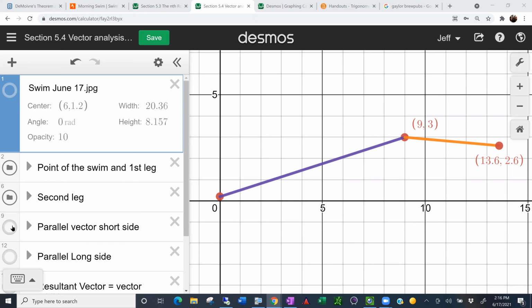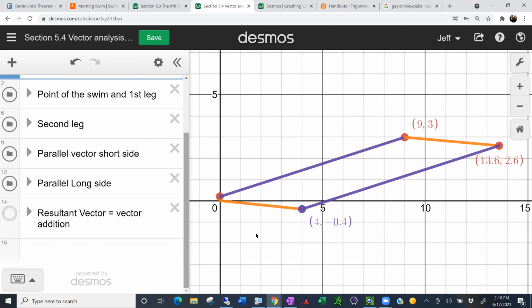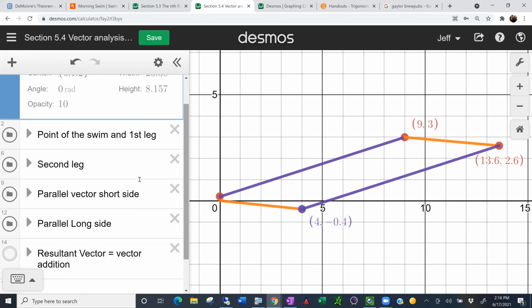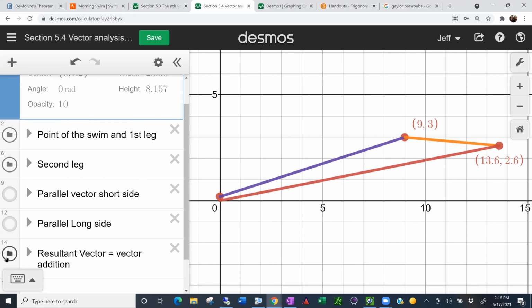I could have done things this way and then this way, and I still come up with the same point, right? So that shows you that vector addition is commutative. You can add them in either way. But what I want you to come away with here is the result. The result of adding two vectors, so let me just get rid of these for just a second, is going to be this right here. That's where I finally ended up.